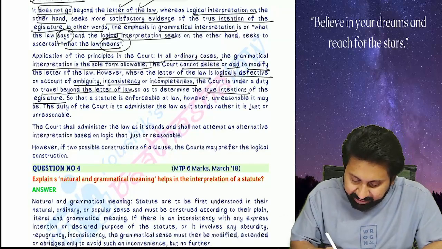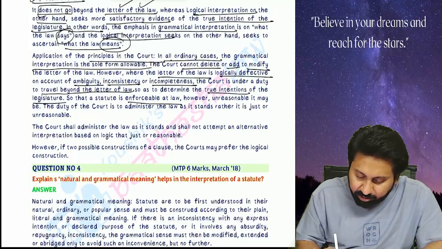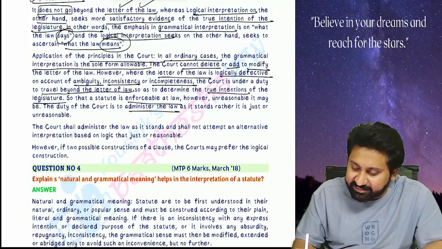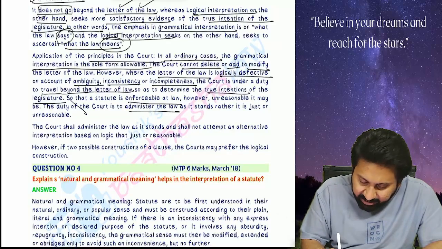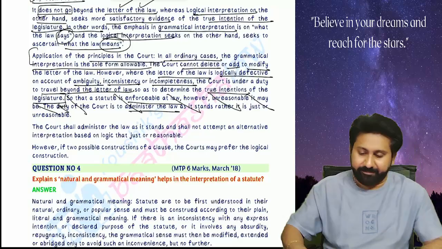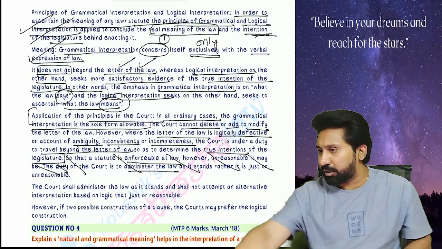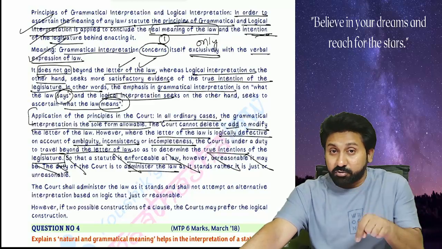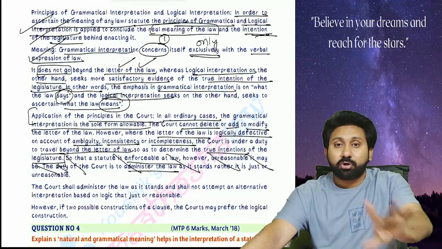So a statute is enforceable at law, however unreasonable it may be. The duty of the court is to administer the law as it stands, rather than whether it is just or unreasonable. Technically, these need not be written in the exam; up to here you have to write. So what are all the points? If you want, you can write down the notes also. I will tell it fast, because this question came 8 times in the exam. Again there is a chance that it can come, so don't take a chance.